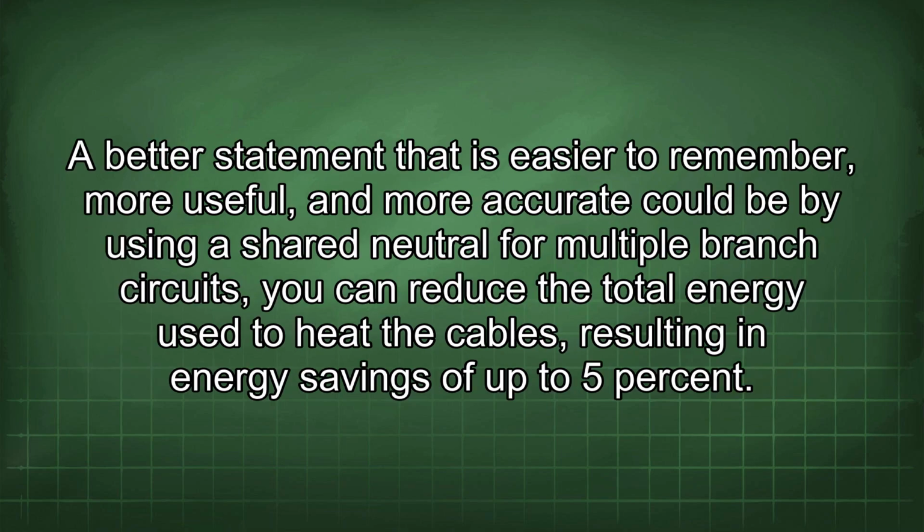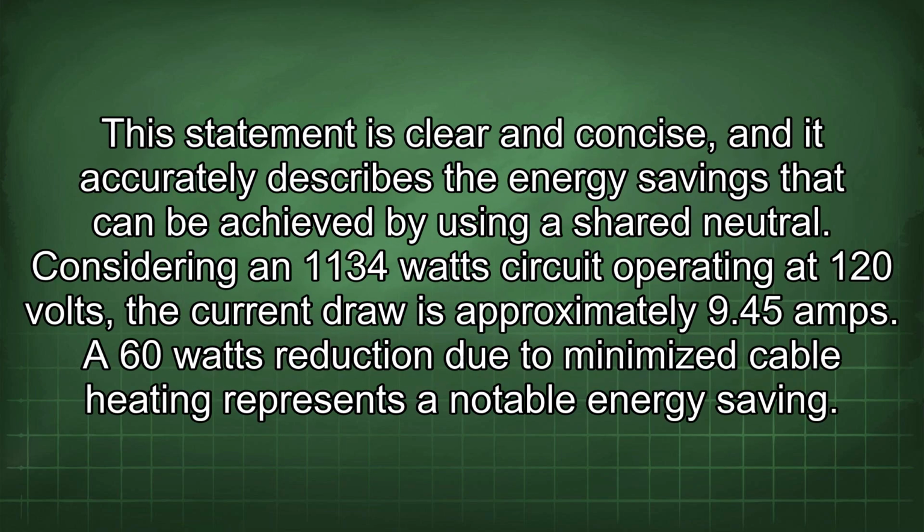A better statement that is easier to remember, more useful, and more accurate could be: by using a shared neutral for multiple branch circuits, you can reduce the total energy used to heat the cables, resulting in energy savings of up to 5%. This statement is clear and concise, and it accurately describes the energy savings that can be achieved by using a shared neutral.